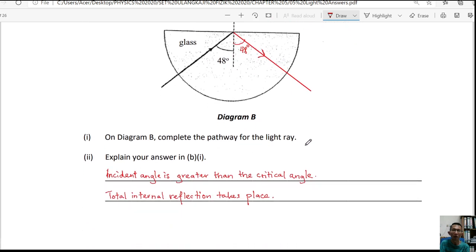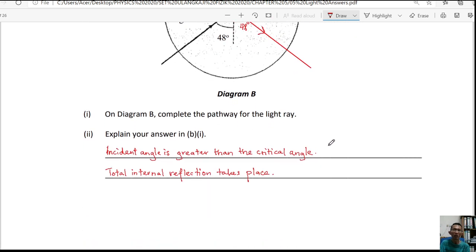Okay. So explain your answer in B1. Okay, that one we have mentioned. Incident angle is greater than the critical angle. Therefore, total internal reflection takes place.